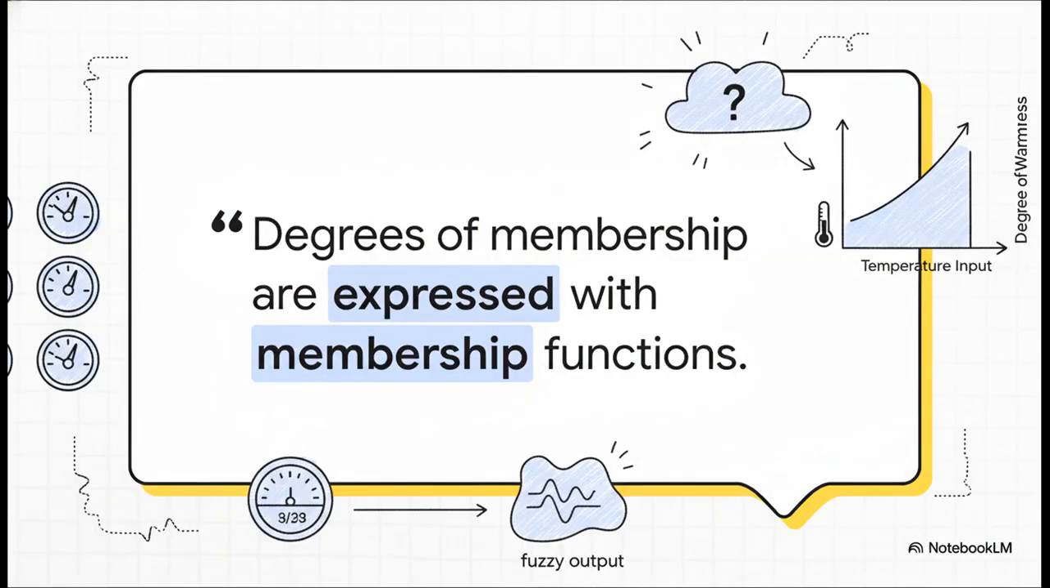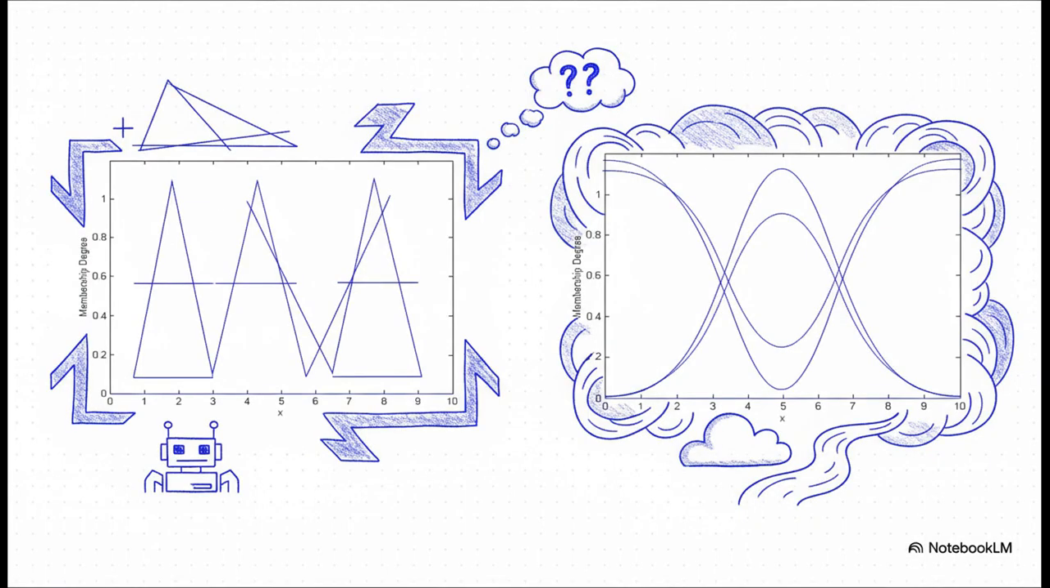So you're probably asking, okay, where do these percentages come from? We use something called a membership function. And don't let the name scare you, it's really just a graph. It takes a precise input, like an exact temperature, and it maps it to how fuzzy it is, like how much it belongs to the idea of warm. And what's really cool is that there's no single way to do this. You have a ton of flexibility.